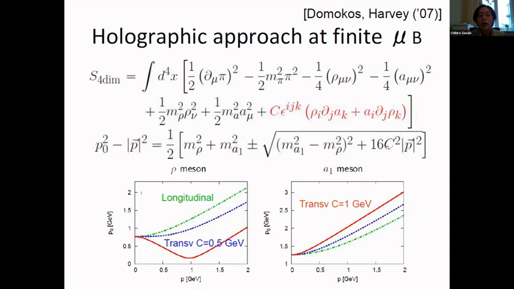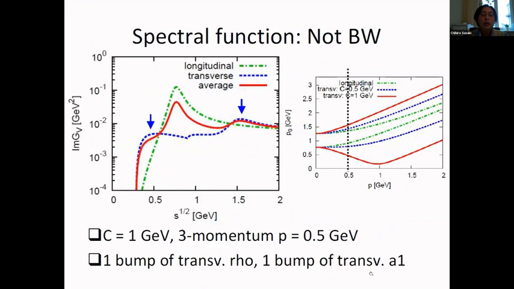So what's the consequence? As I have announced, it is the drastic modification of the spectral function. This is no longer the standard Breit-Wigner shape. The reason is the following. According to the mixing, the mass of the transverse axial vector states is shifted upward. On the other hand, the transverse polarization of the vector meson is shifted downward, with the parameter, let's say, C being 1 GeV, kept at momentum like 0.5 GeV.